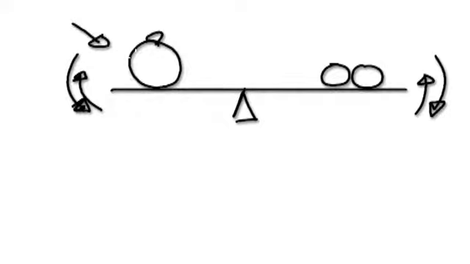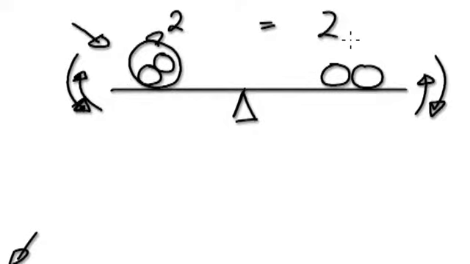Your job is to guess how many sweets there are in this bag. Press pause and have a go. All right. The answer is 2, because you've got 2 sweets over here, and that equals 2 over here. All right. How about this one here?